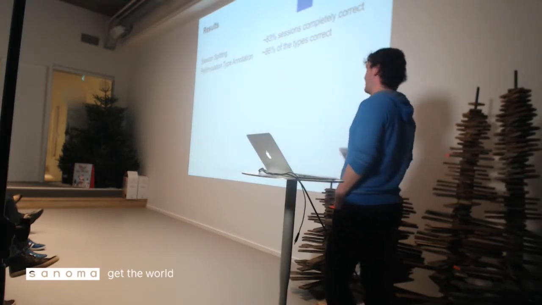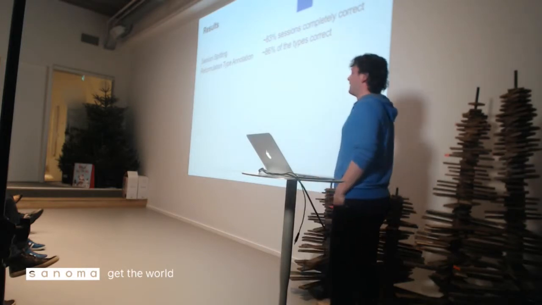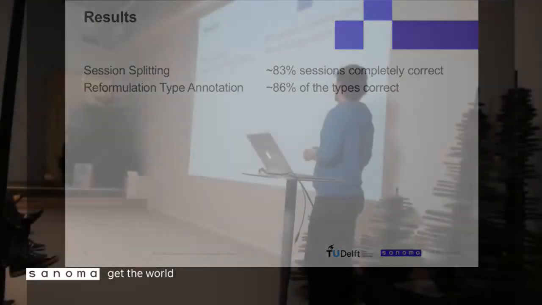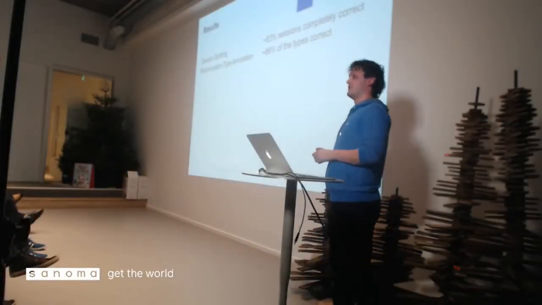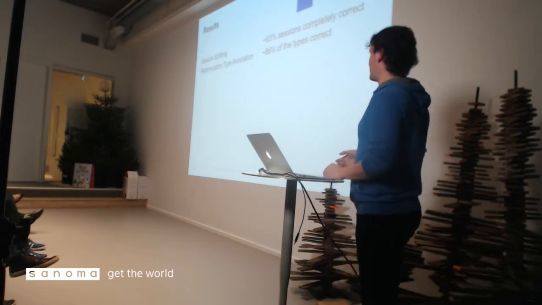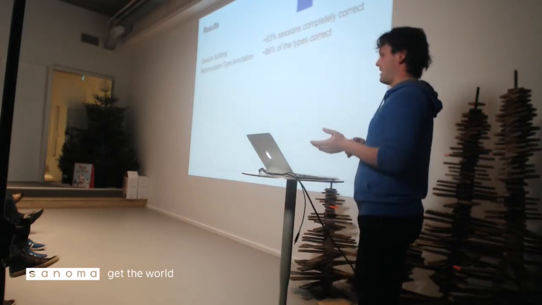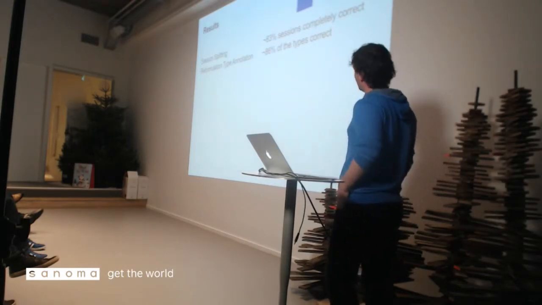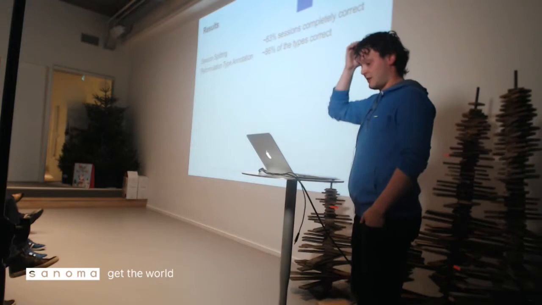The reformulation type annotation was actually more accurate, especially the generalization. The same query and the parallel move are really easy to classify because the generalization often has queries that are shorter. So this was really easy. There were a lot of mistakes between specializations and typing types because they're in some way related. Typing could also be considered a specialization. So most errors were made in that area. We were also very happy with these results.